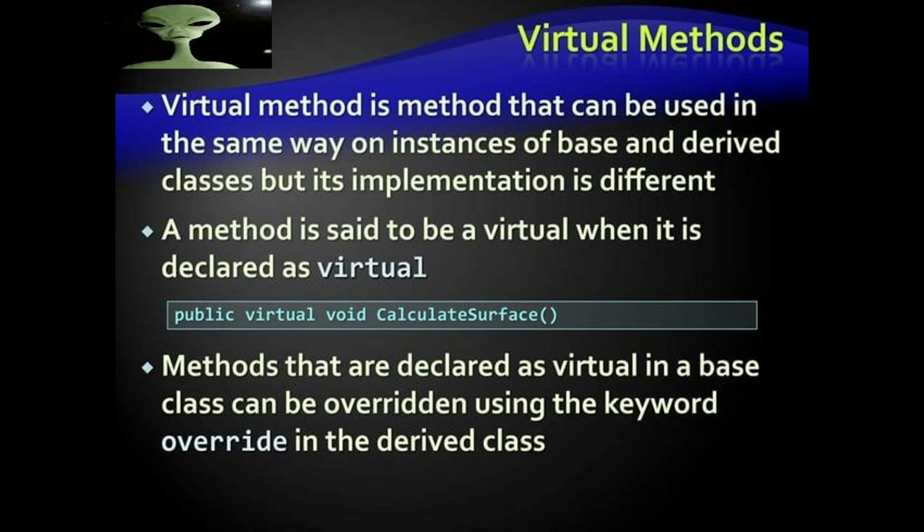Virtual methods are methods that can be used in the same way on instances of base and derived classes, but its implementation is different. A method is said to be virtual when it is declared as virtual. Methods that are declared as virtual in a base class can be overridden using the keyword override in the derived class. This is different from Java. In Java, it is quite the opposite, where most methods are virtual implicitly, and you must declare a method as final, where it may not be overridden.